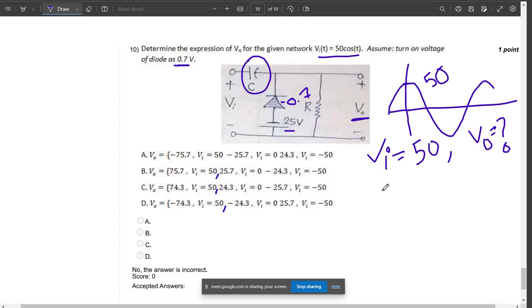Then when Vi is equal to 0, find the value of VO. When Vi is equal to minus 50, find the value of VO. For these three, if you are able to find out the values, you will be able to solve this question.